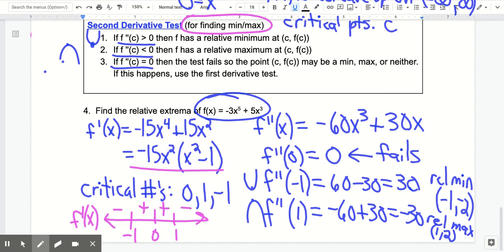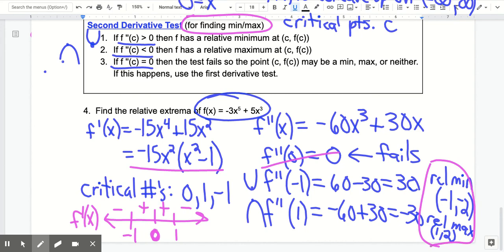Okay. So again, the first derivative test, you can see at negative 1, it changes from decreasing to increasing, but we already know that that's a relative minimum. What we're concerned about is this point 0, and it goes from increasing to increasing. So this is neither. So even though the second derivative test failed, 0 turns out to not be a relative minimum or maximum, and these are our two solutions.